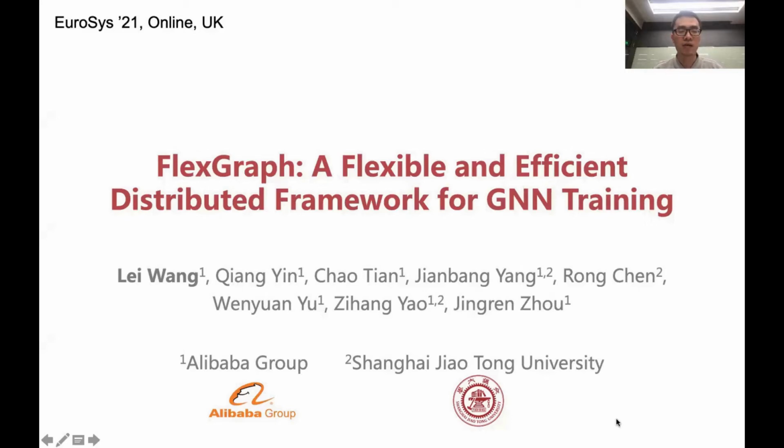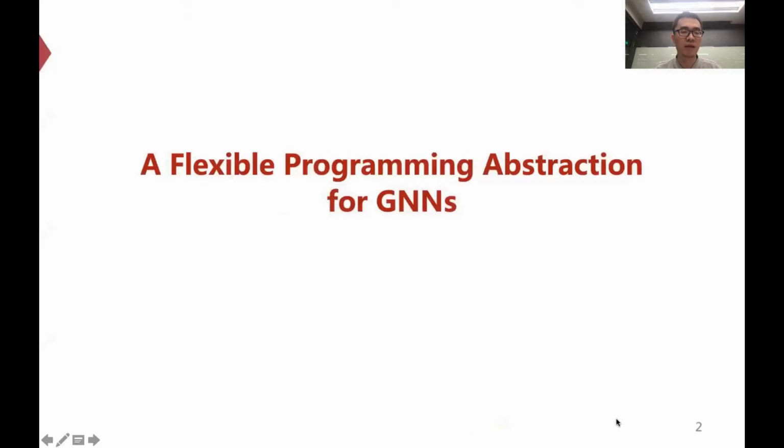I'm very glad to introduce our work on GNN training, FlexGraph, a flexible and efficient distributed framework for GNN training. Here, flexible means that we propose a new programming abstraction for GNN models, and it allows developers to express different types of GNN models easily. Efficient means that FlexGraph outperforms other state-of-the-art GNN frameworks. Next, I will introduce these two parts respectively.